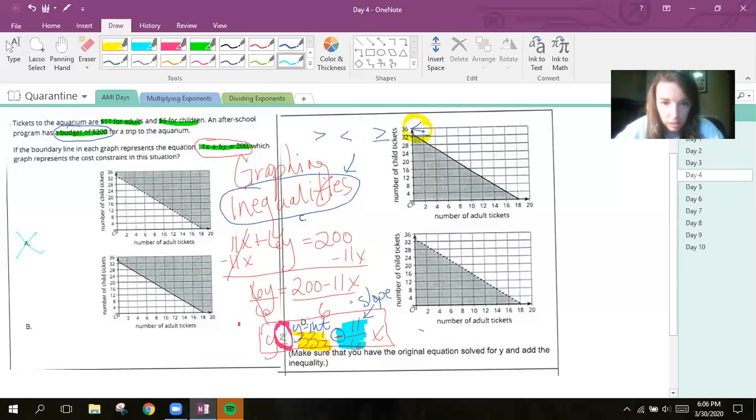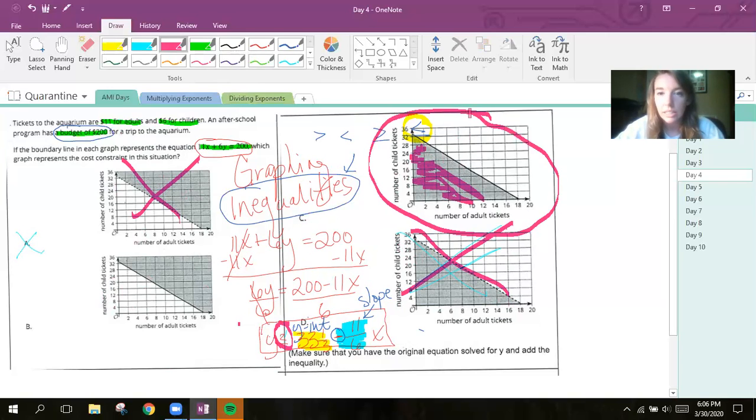These two right here, we can get rid of. So the ones I'm going to get rid of are that one because the line is dotted, and this one because the line is dotted. That would mean that it is not equal to. Okay, so now I'm left with graph B or graph C. And we're dealing with one that is less than. So if we're talking about it being less than, then we would shade in below our line. So the one that we are left with is C.